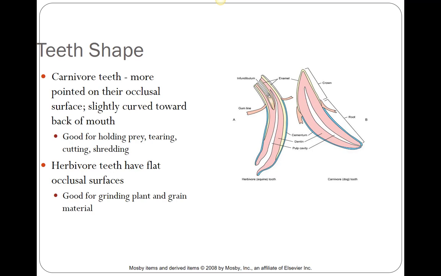Whereas the herbivore teeth are a lot more flat, and so they're meant more for grinding. So the one over here, the one towards your left, is that of a horse.